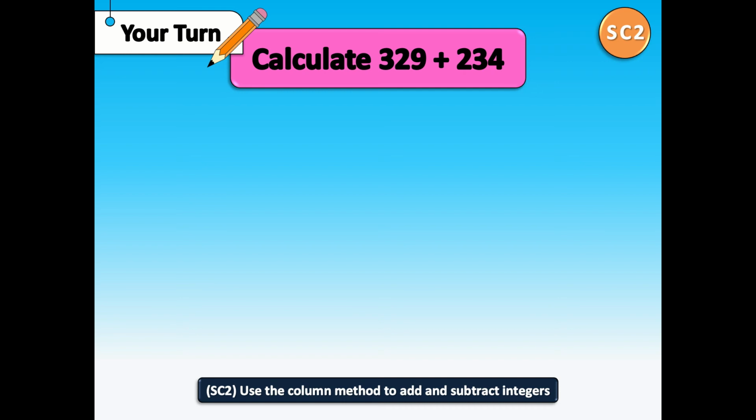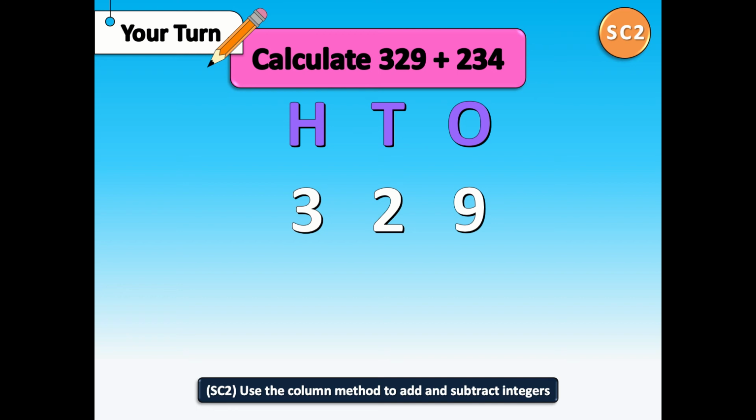So we want to calculate 329 plus 234. So we need to put these numbers into hundreds, tens, and ones. So we've got 329 plus 234. So now we've put them in the correct columns, we can add the digits together.